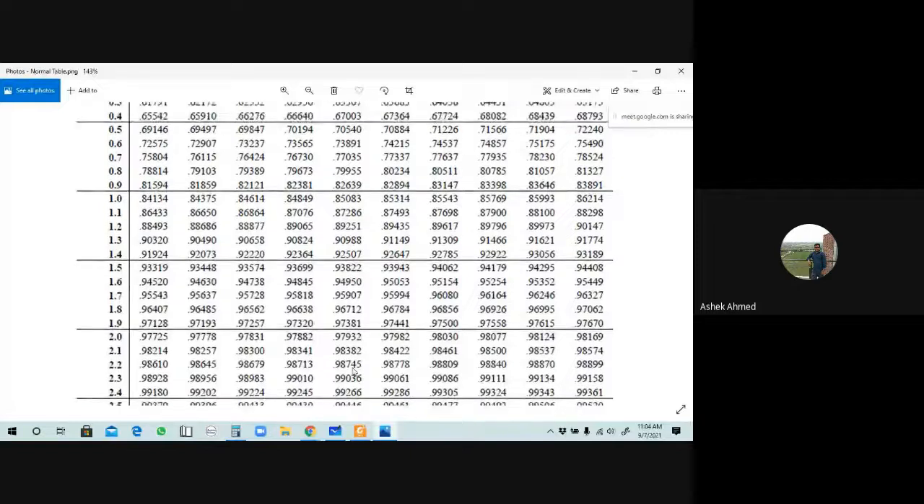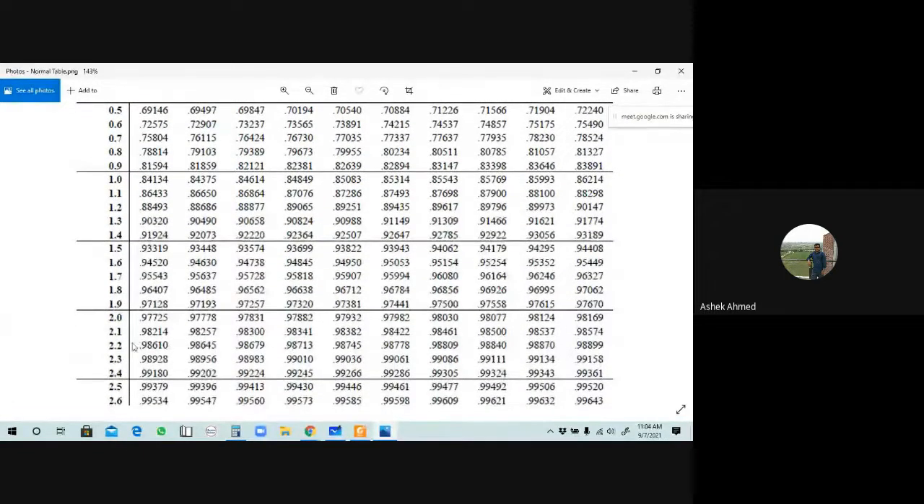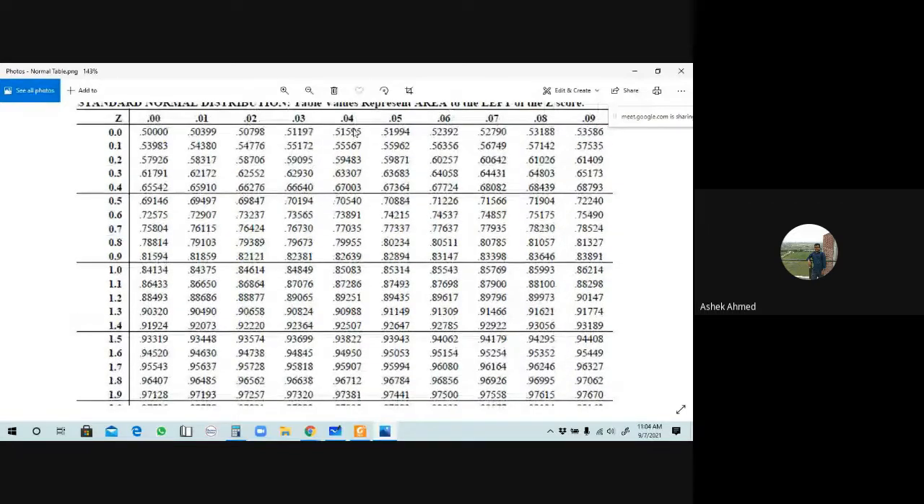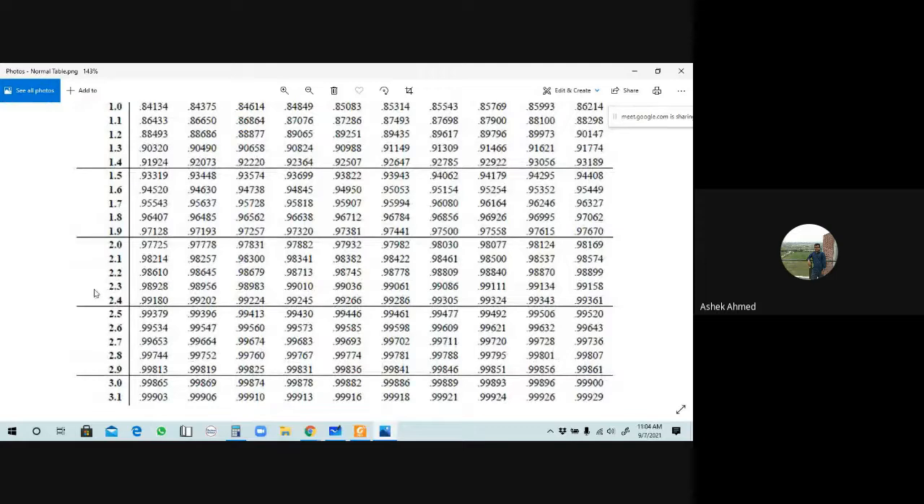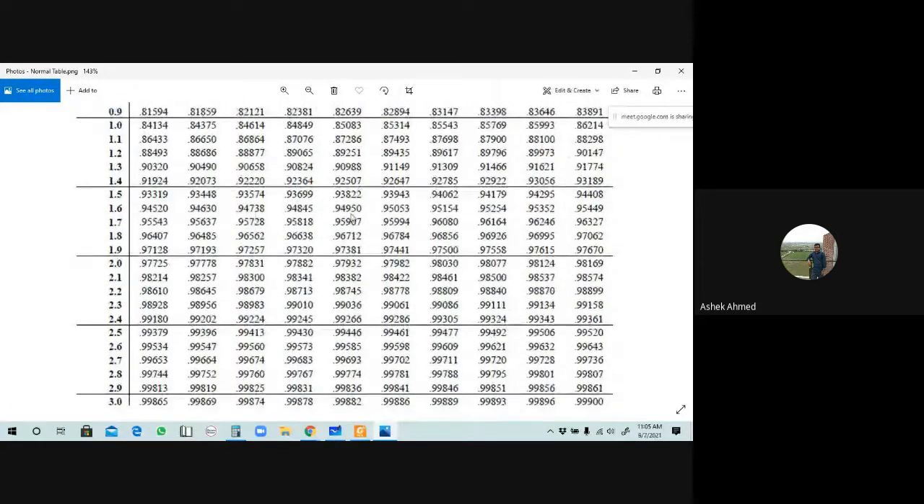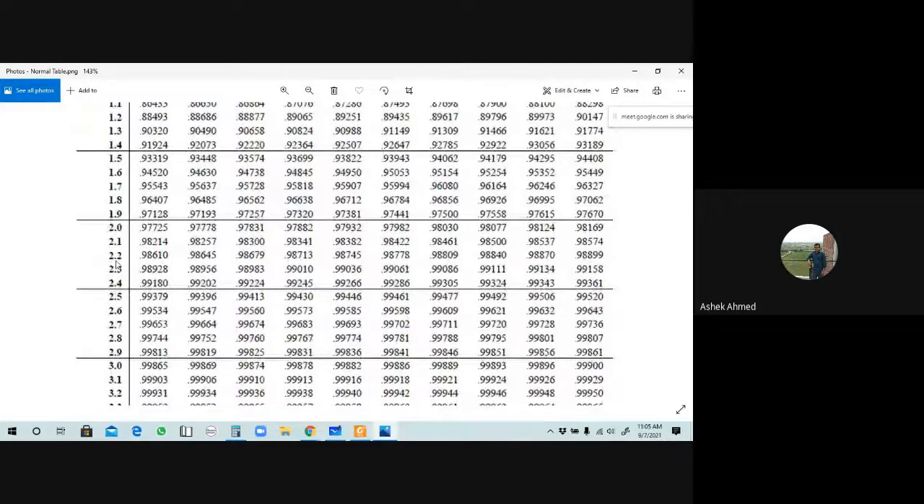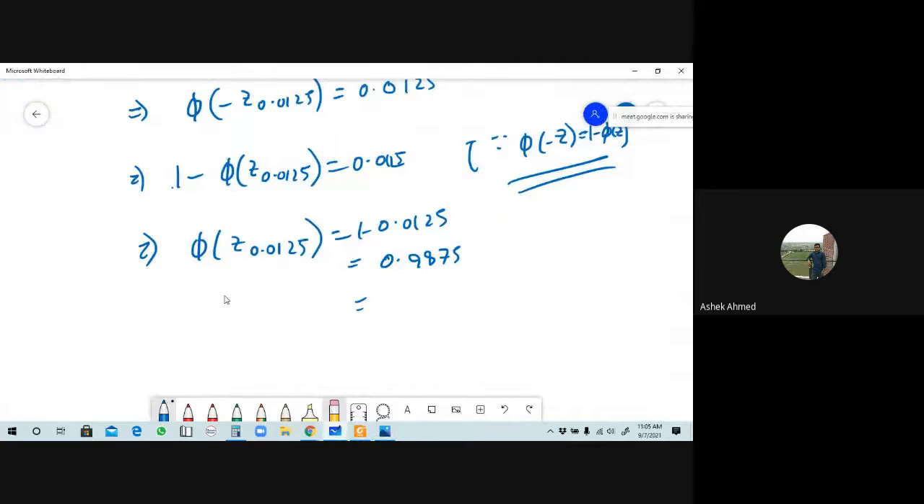2.24. 2.24 here. Okay, what do we do to find the value of z? We add the corresponding row value and the corresponding column value, and whatever it comes to is the value of z. So this is 2.2, and the column is here 0.04. So that will be 2.24. Understand? So from here we can say that this is phi of 2.24 by using the table.